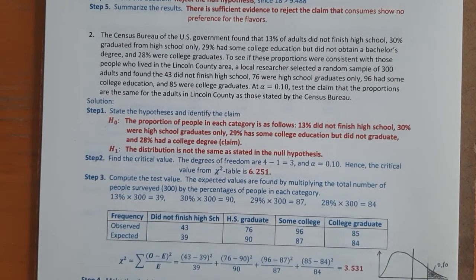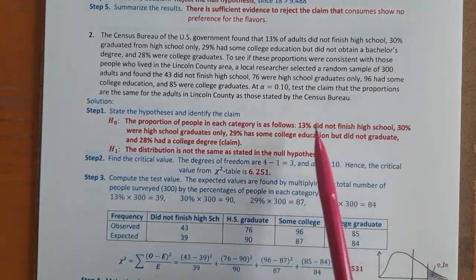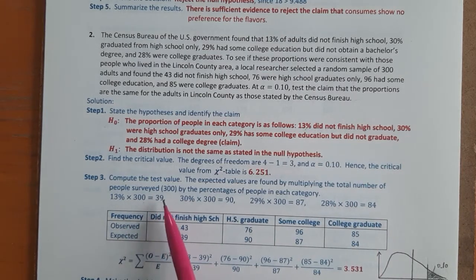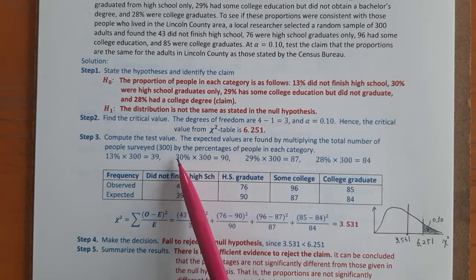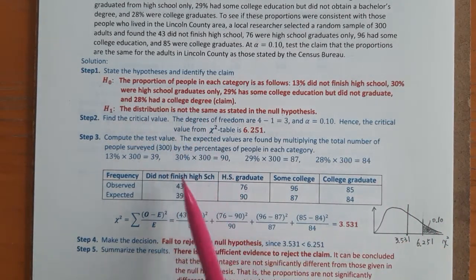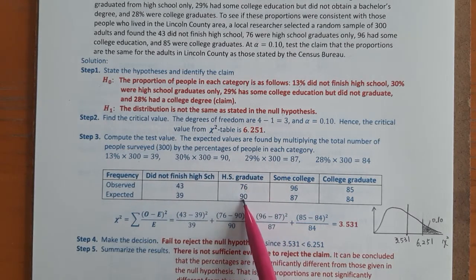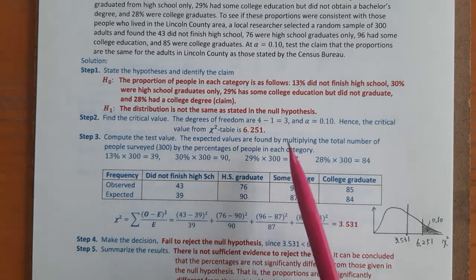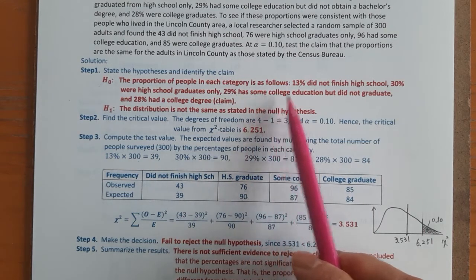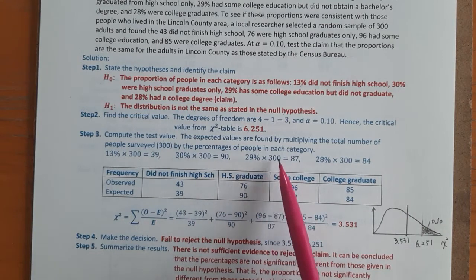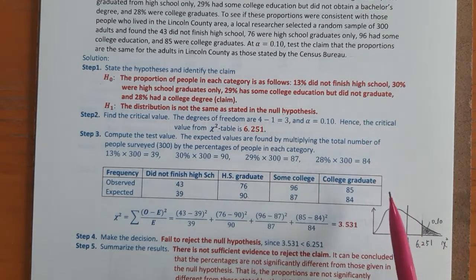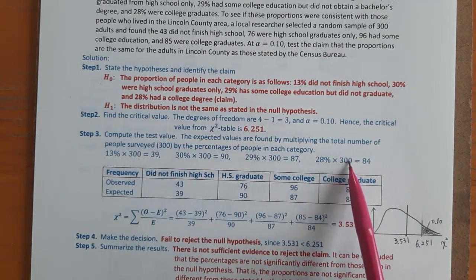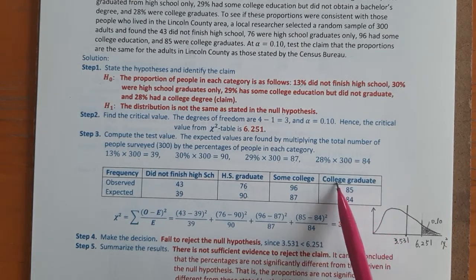The expected value is 300 times 13% for those who did not finish high school, which gives 39. So 39 is the expected value. Then 300, which is n, times 30% for high school graduates gives 90, so E is 90. For 29% with some college but no graduation, 29% times 300 gives 87. And the last one, 28% times 300, gives 84, the expected value for college graduates.